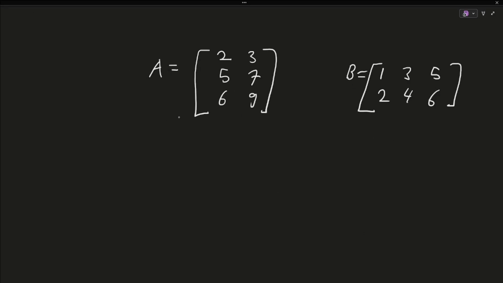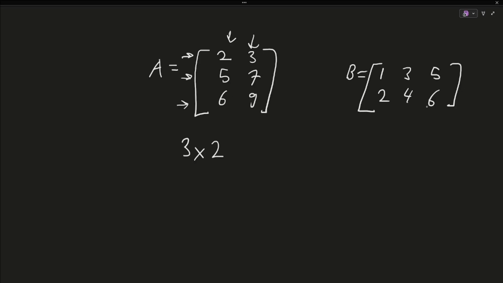Now let's try to identify the size of these matrices. So for matrix A, we have three rows, so this will be a 3 multiplied with, and two columns. So we will have a 3 by 2 matrix. This is called a 3 by 2 matrix because we have three rows and two columns.